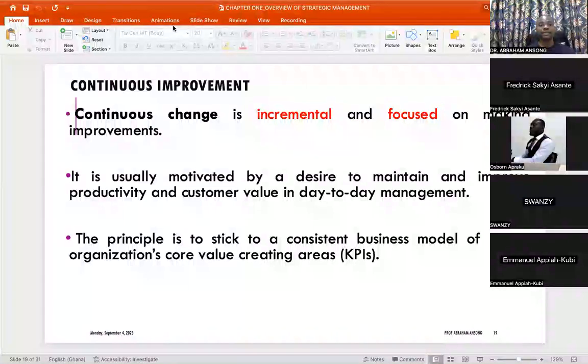Already we've identified or explained key success factors. So you have to pay attention to your key success factors and try as much as you can to make incremental improvements to these key success factors so that at any point in time, you'll be on top of your game. All right. So that is that.